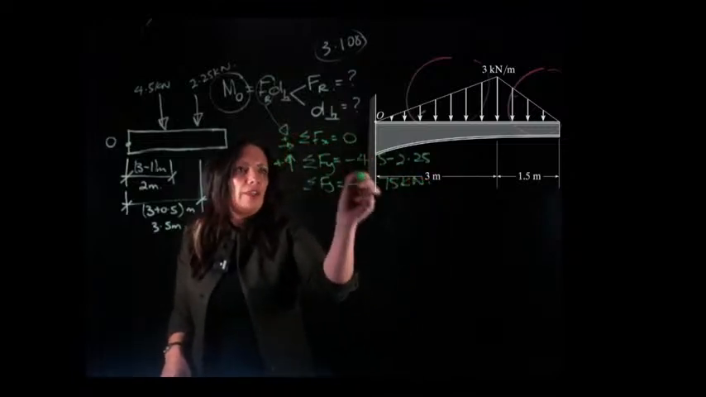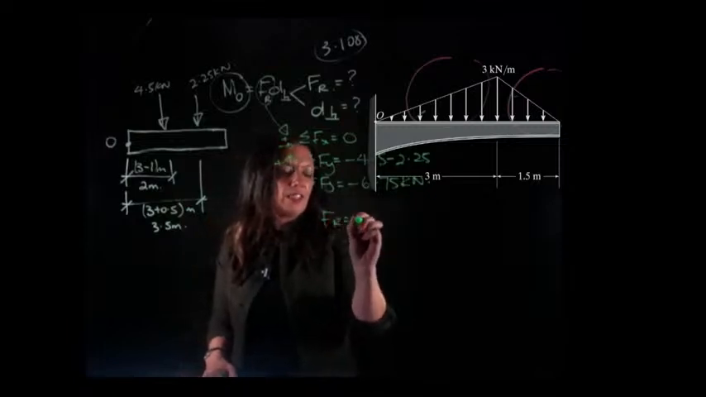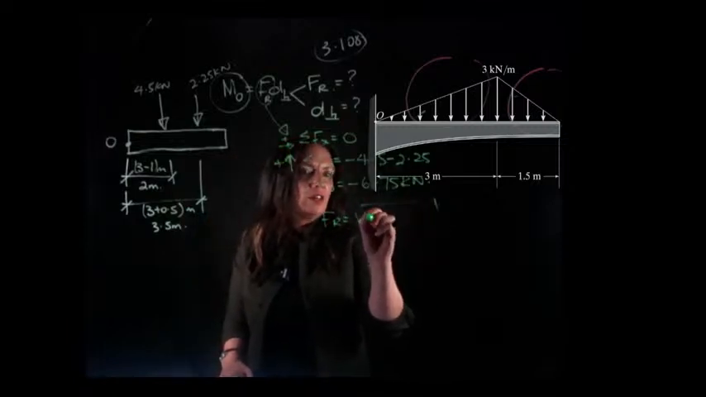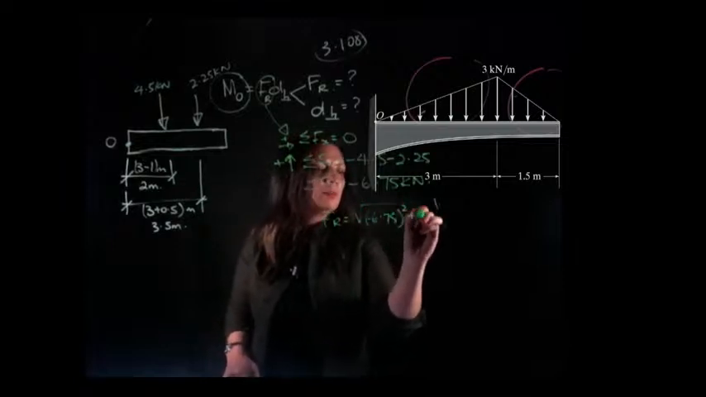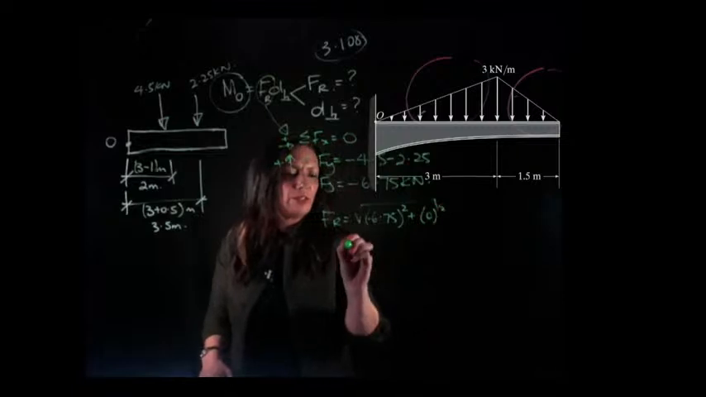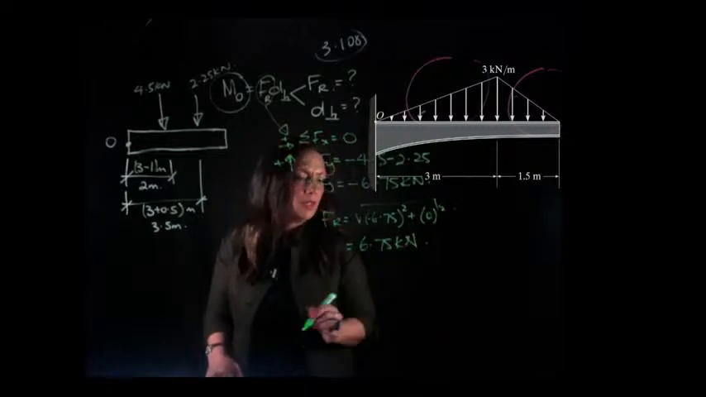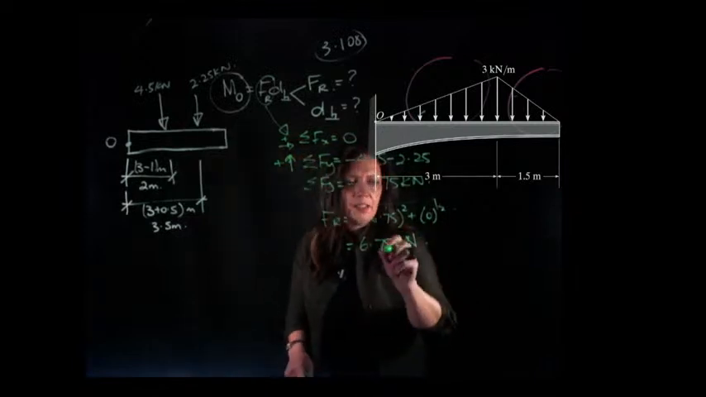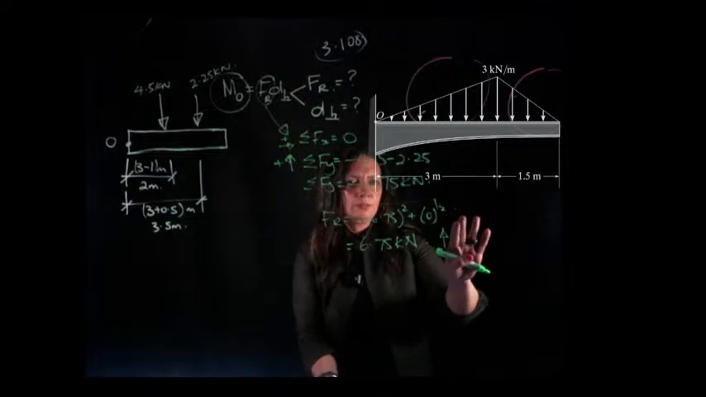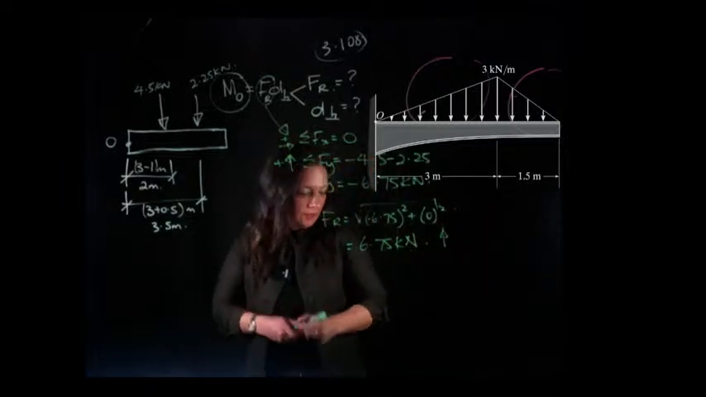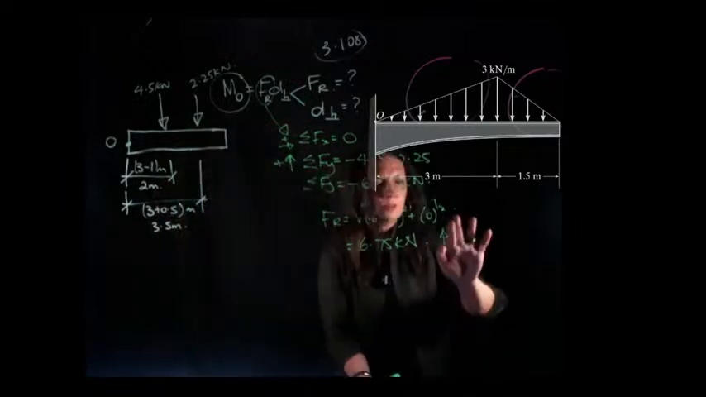So if we do Pythagoras, we can find that our resultant force is going to equal the square root of 6.75 squared plus 0 squared. So our resultant force is going to be 6.75 kilonewtons. And it's positive, so it's going up. No, it's not. Here it is. It's going down.